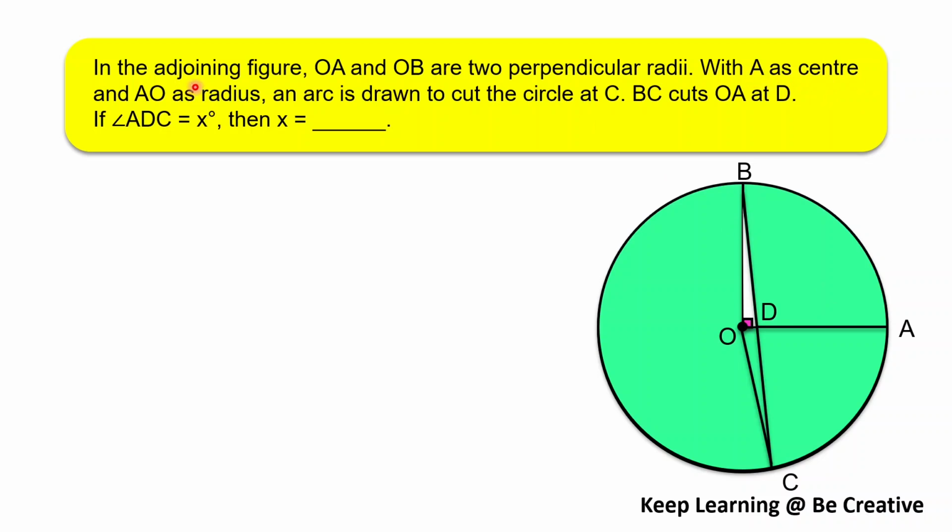With A as a center and OA as radius, an arc is drawn to cut the circle at C. Taking A as center and OA as radius, we will be drawing an arc which will cut the circle at point C. Then BC cuts OA at D. If we join BC, this will cut OA at D. Then we need to find angle ADC. That's x, and that's the value of x which we need to find in this problem.